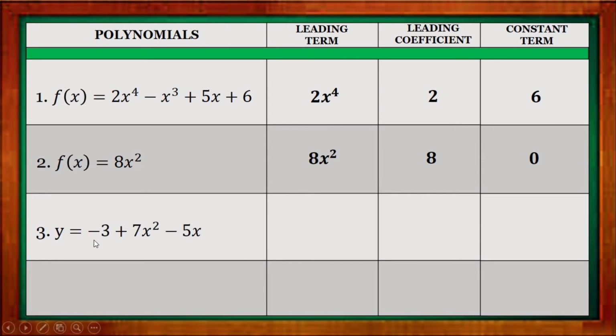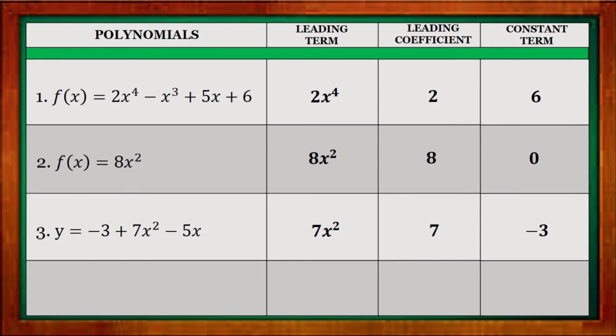Given y equals negative 3 plus 7x squared minus 5x. So, tandaan natin na kahit yung given function natin is not already in standard form, we can still identify its leading term, its leading coefficient, and its constant term. So, given this function, our leading term again is the term having the highest exponent, and that is 7x squared. Leading coefficient is 7, and constant term is negative 3.